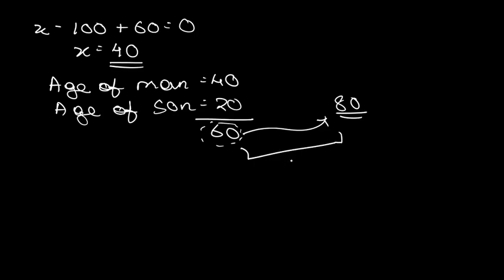If we take 10 years, we will get 40 plus 10, which is equal to 50, and 20 plus 10, which is equal to 30. So the correct answer to this particular question is 10, because we want to tell after how many years their age becomes 80. After 10 years, their combined age will become 80. This is a tricky question, I can say, but it was easy. It was not at all difficult.